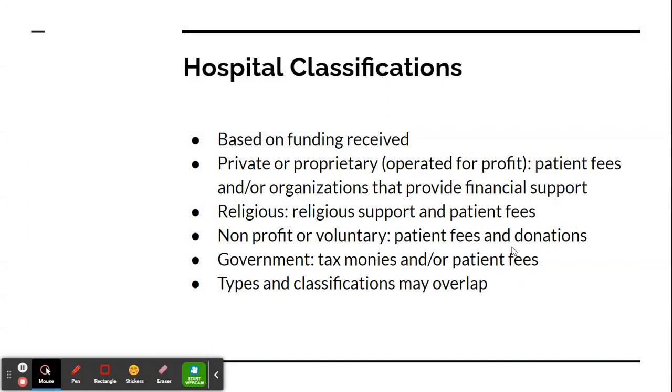Religious hospitals like Bon Secours St. Francis in West Ashley and all of the associated Roper hospitals are religious hospitals that get their money from religious support, usually from the church, and then their patient fees. Nonprofit or voluntary hospitals get their money from patient fees and then donations. And government hospitals, again, are funded from the money that they take out of our taxes and patient fees.